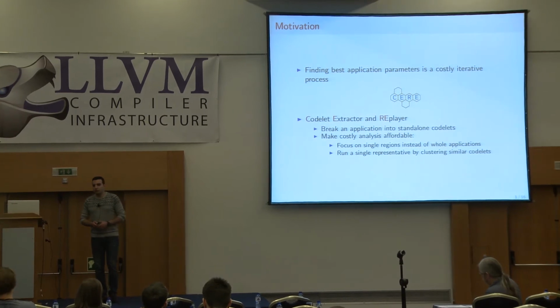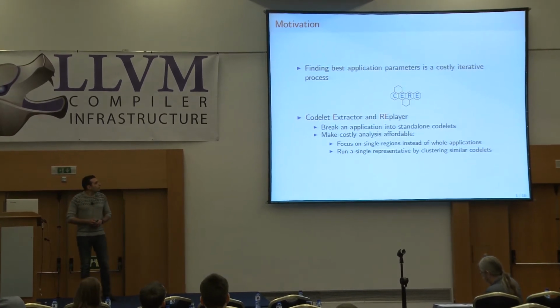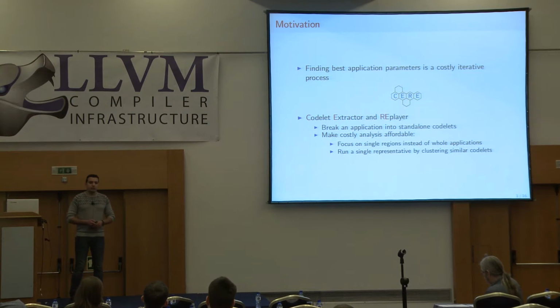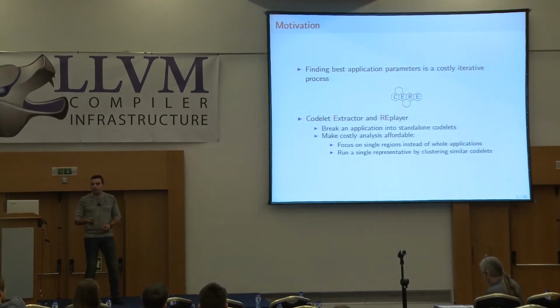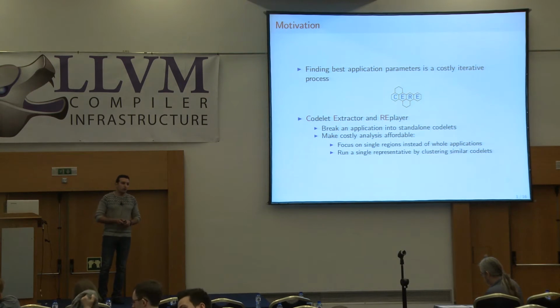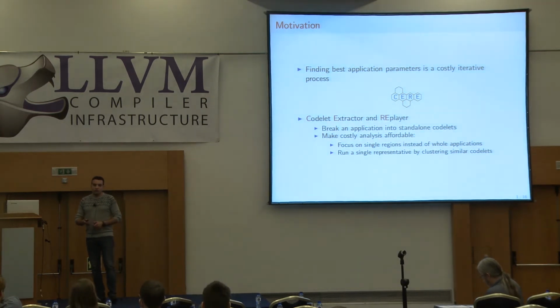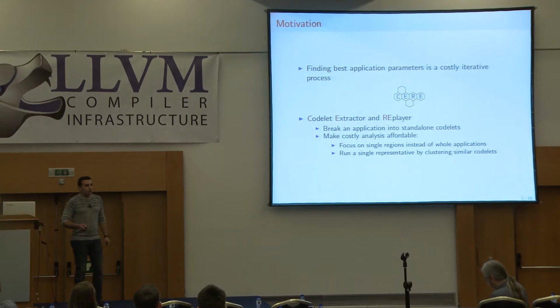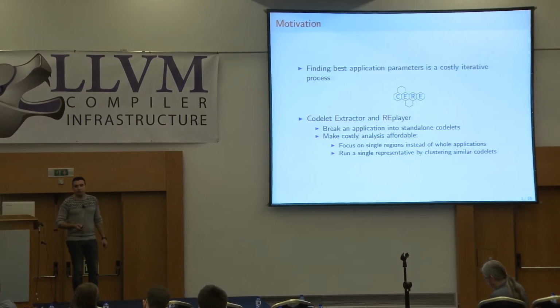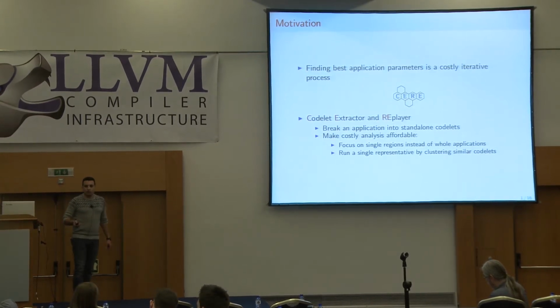So the motivation for this tool is that we know that finding best application parameters is a costly, iterative, and time-consuming process. Because every time you try a new parameter, like changing the number of threads or trying new compilation flags, you have to re-execute the whole application to evaluate the impacts of these changes.